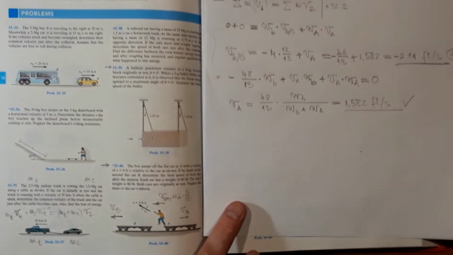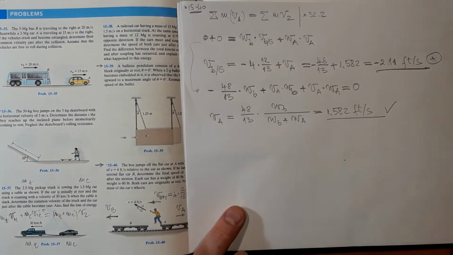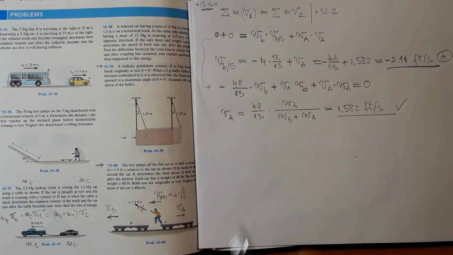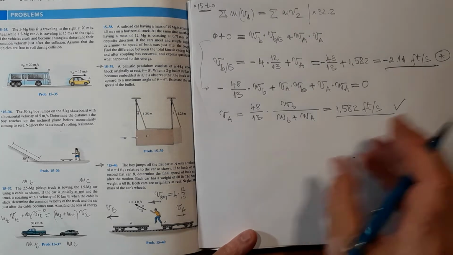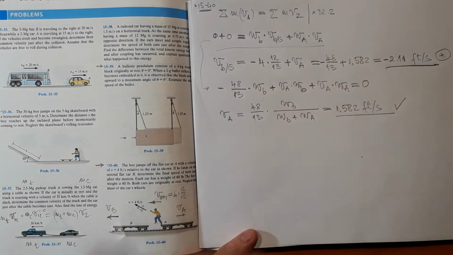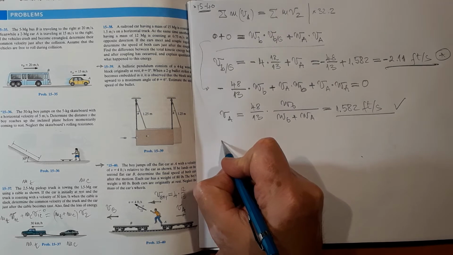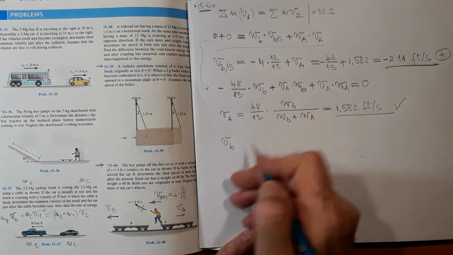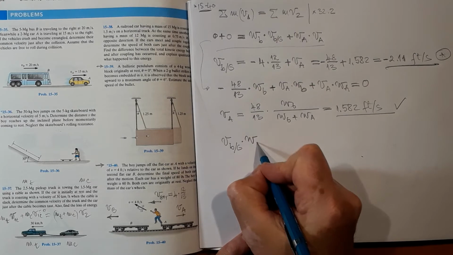Okay, so now we're going to write the linear momentum conservation of the boy, and we're going to use weights again. So what do we have initially? We have the velocity of the boy relative to the ground that we just calculated earlier, times the weight of the boy.